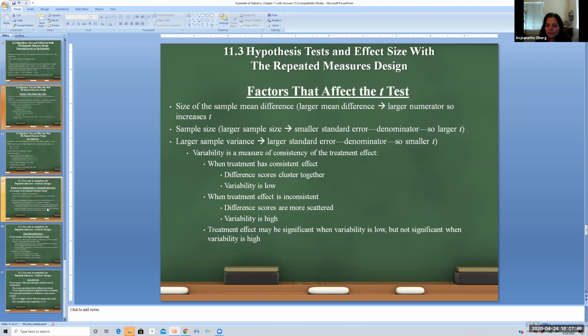Again, factors that affect our t-test: our sample size and mean differences. The larger the mean differences, the bigger the t. Increase your sample size and you minimize your standard error, so a larger t. Larger sample variance is like that static. It creates a larger standard error, so it's harder to find differences, so it's likely going to be a lower t, okay?